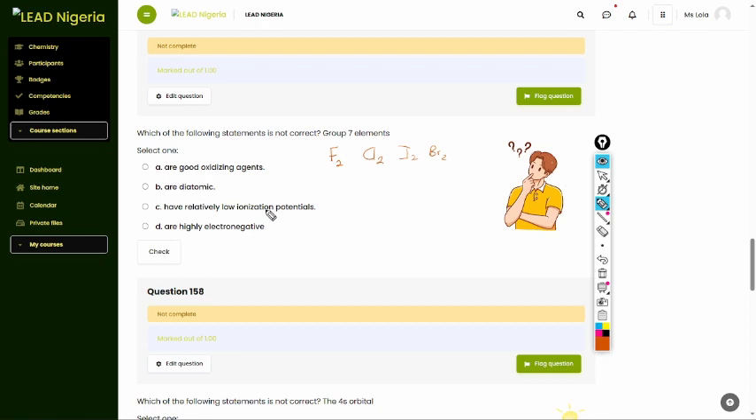Now they have relatively low ionization potentials. That's not true because they can easily become ionized by gaining one electron. And because they only need one electron, it becomes easy for them to gain that one electron. So they have very high ionization potentials. That's the potential to form an ion. Now they are highly electronegative. This is true because electronegativity describes the ability of an atom to accept electron. So group 7 elements can easily accept one electron, so their electronegativity is very high. The correct answer is D.